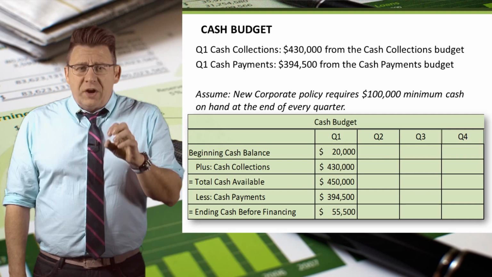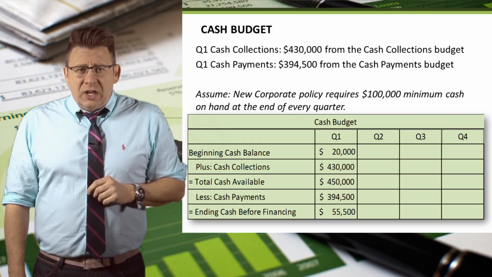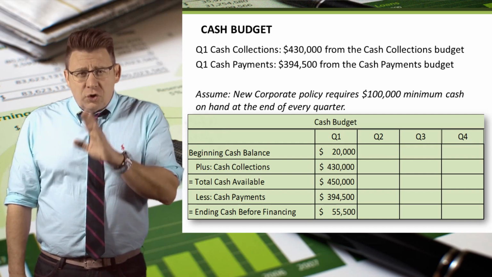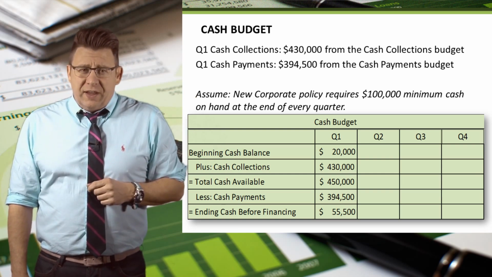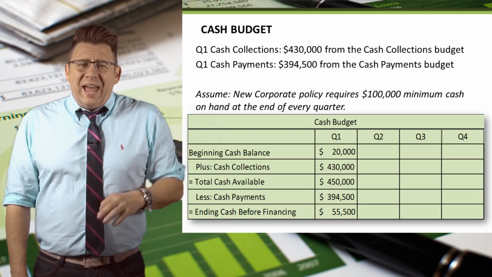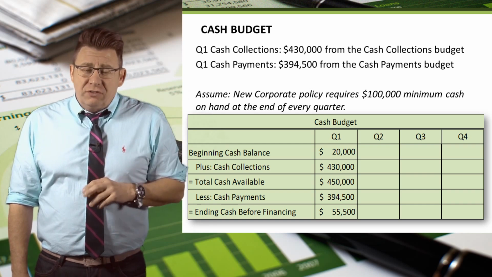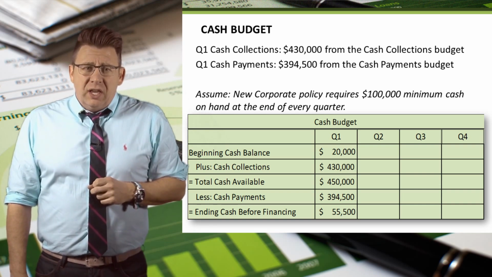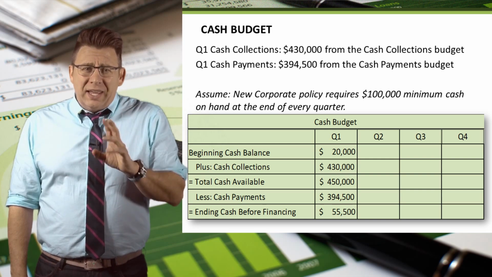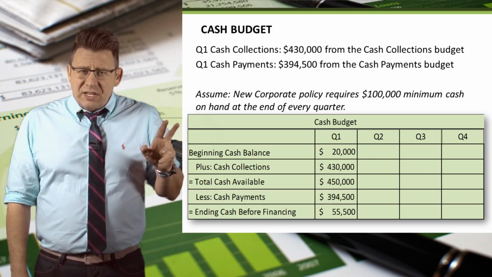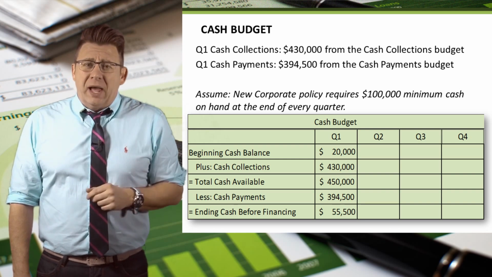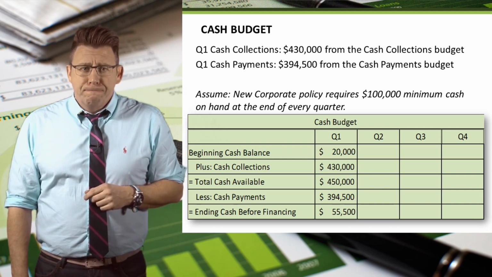We start with our beginning cash balance, which is the prior quarter's ending balance. Here I've just assumed it's $20,000. We add Q1 cash collections from the cash collection budget, and we subtract Q1 cash payments from the cash payment budget. This gives us a subtotal called ending cash balance before financing.